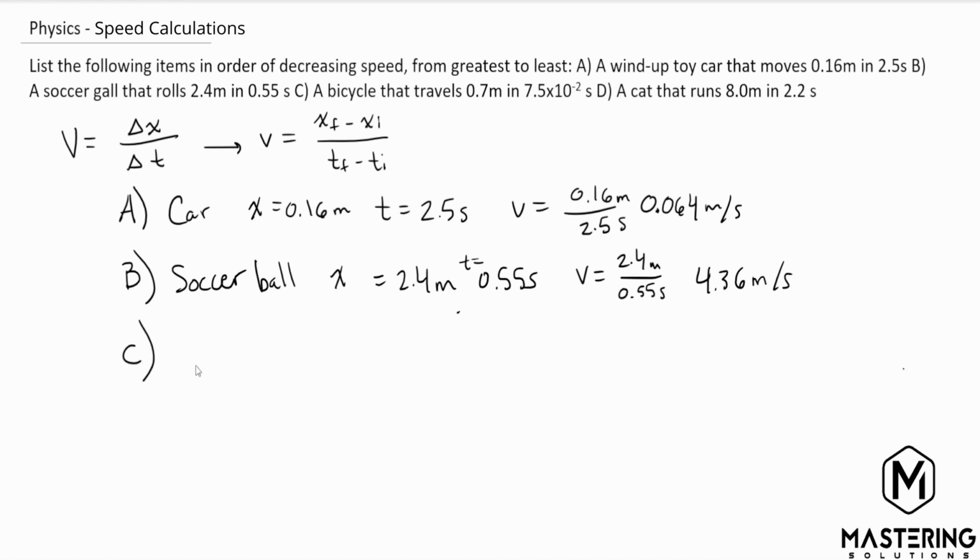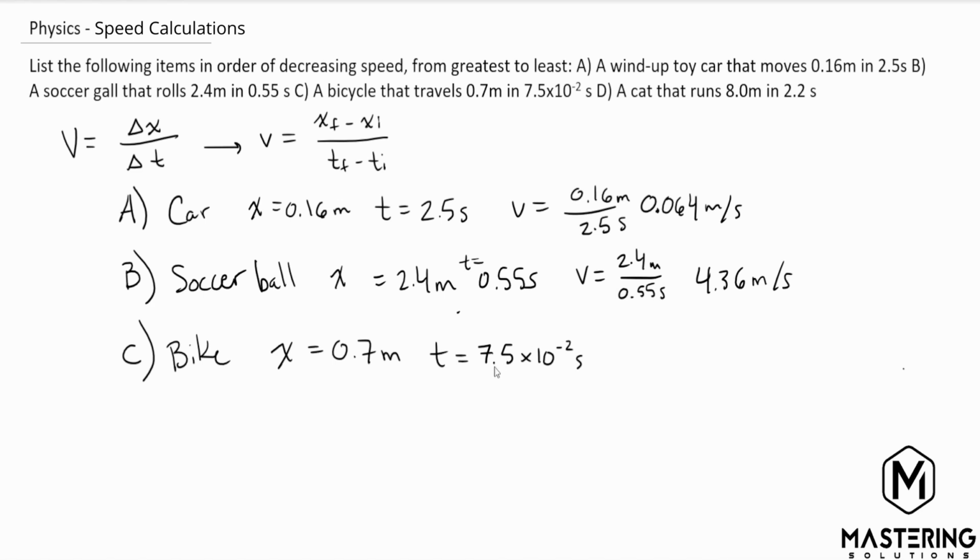Then if we go to C, we have the bicycle. So the bike, it moves 0.7 meters, and the time, they write it really weird. And this is where I was talking about how they're trying to make it convoluted. So what they're doing, and again, it's just a review, to make sure that you understand conversion and how to move things around, I'm going to rewrite this. So they give us 7.5 times 10 to the negative 2 seconds. Now this is okay, but it's much easier if we see it without the scientific notation.